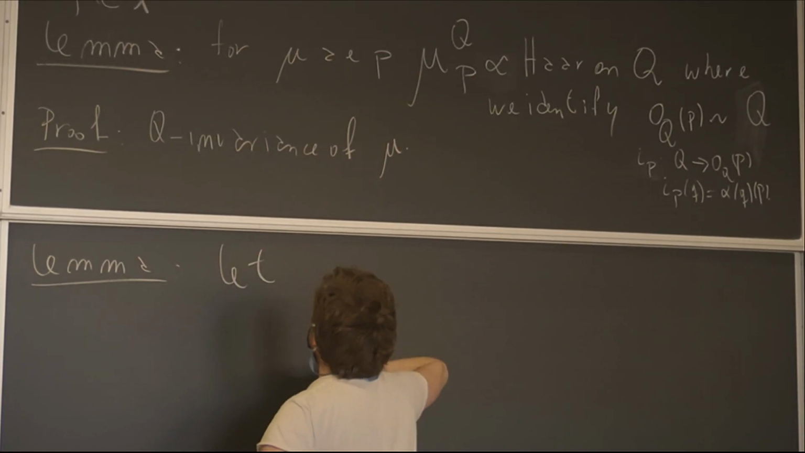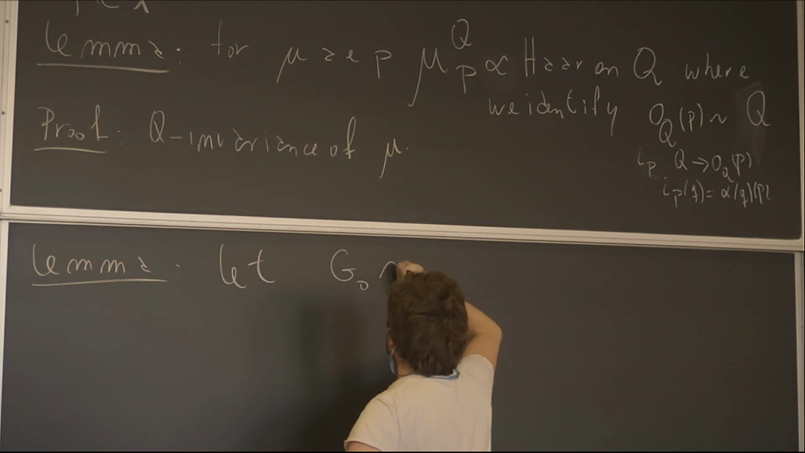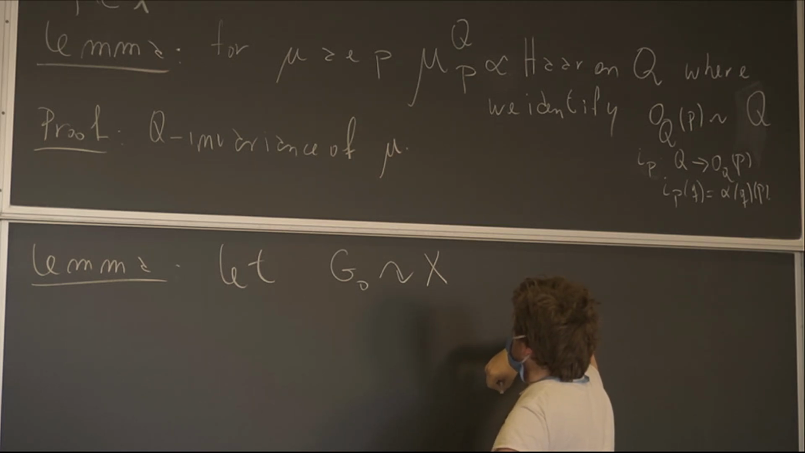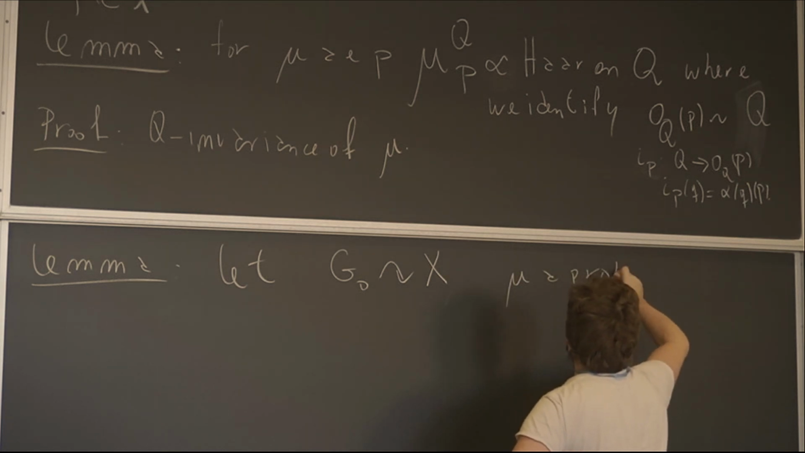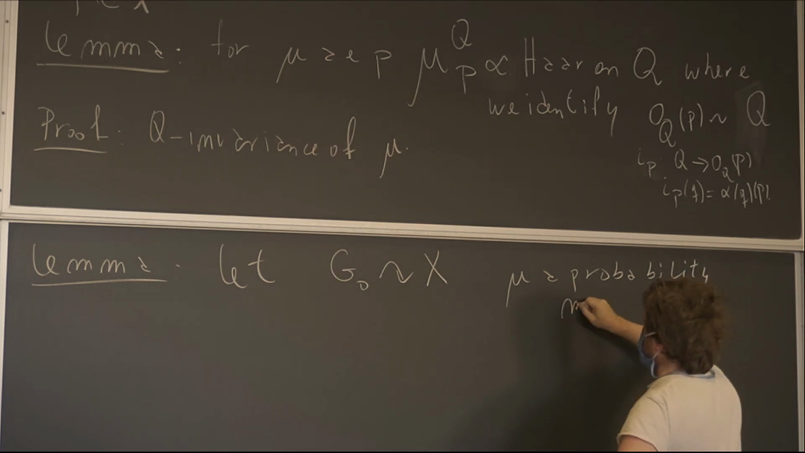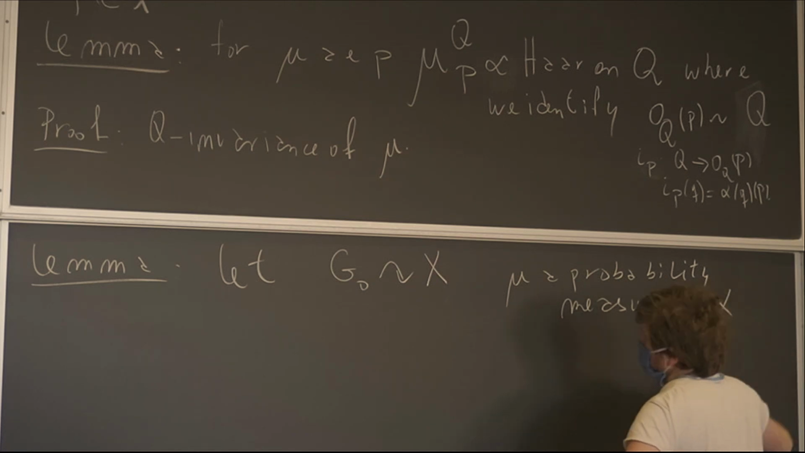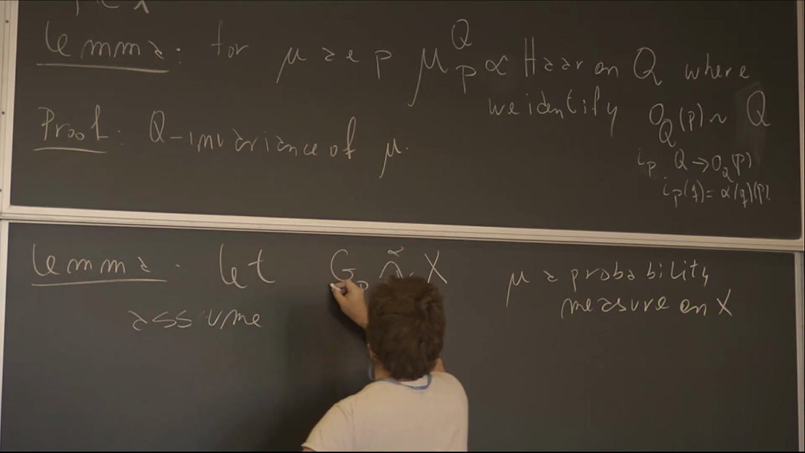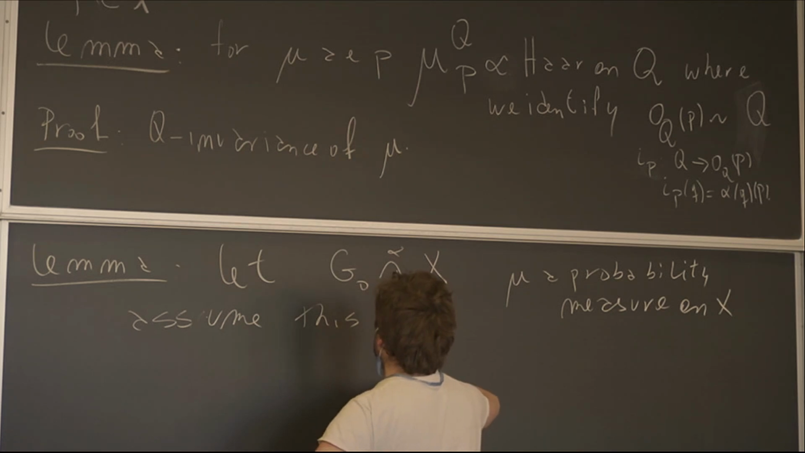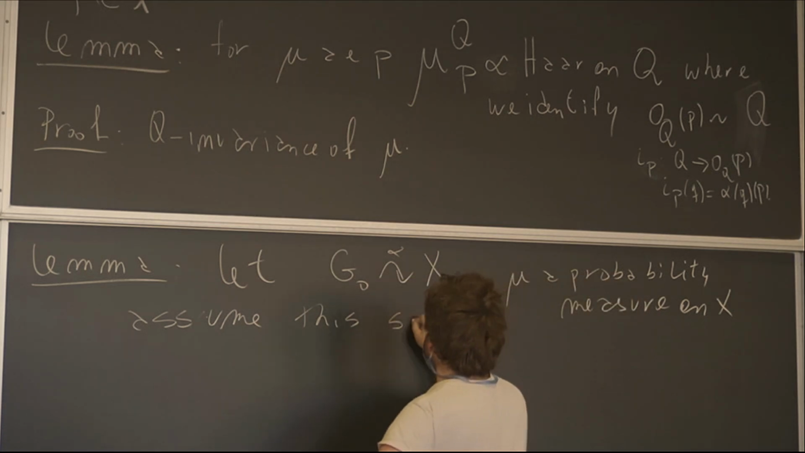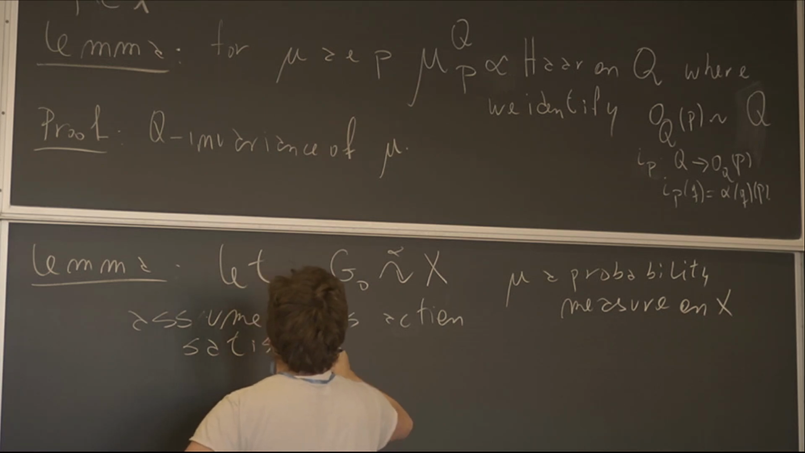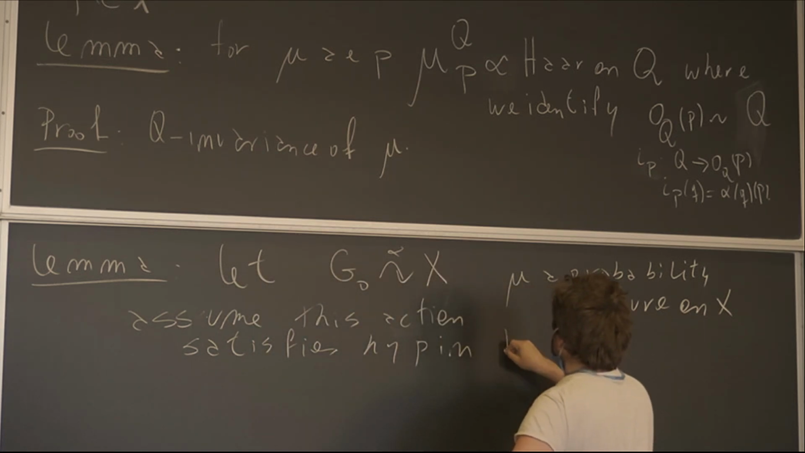So let us take G naught acting on a space X, with mu a probability measure on X, and assume this action, actually the induced foliation rather than the action, but we have the action, satisfies the hypothesis in Rokhlin's second lemma.